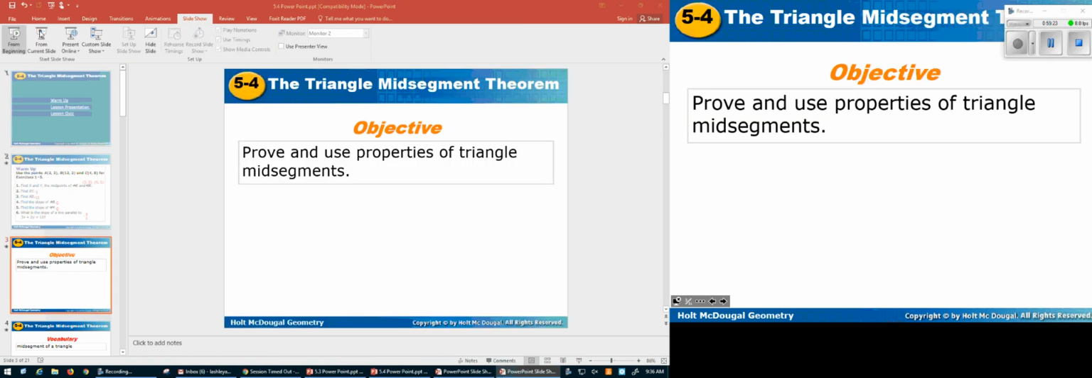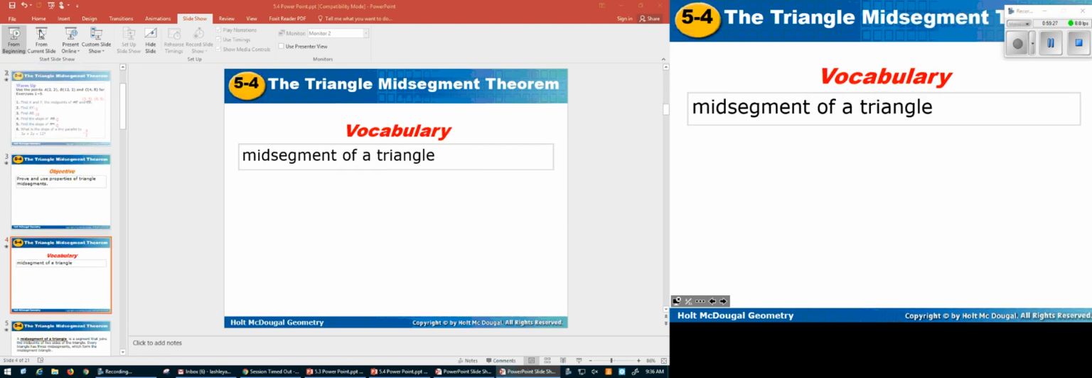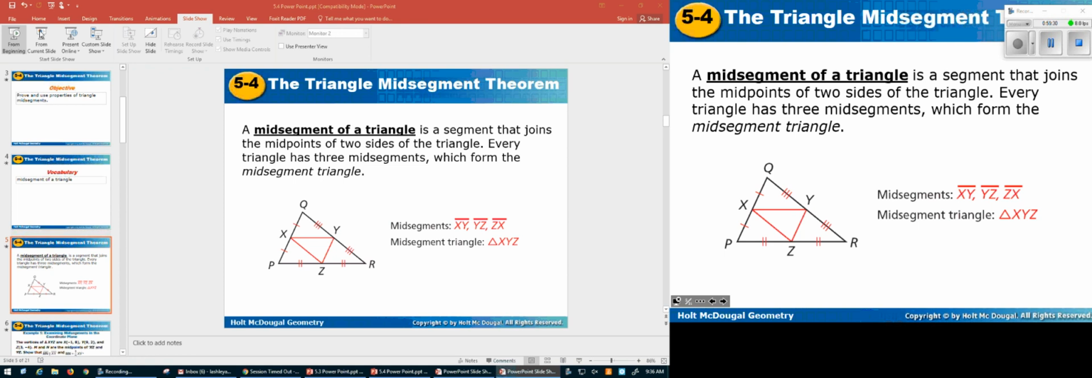So 5.4 is just the mid-segment theorem, okay? The mid-segment theorem for the triangle mid-segment theorem. So the first thing we have to do is talk about what is a mid-segment. The definition for mid-segment of a triangle is just simply a segment that connects or joins the midpoints of 2 of the sides of the triangle. So it takes a midpoint to a midpoint. Be careful you don't confuse that with the median, which goes from the vertex to the midpoint. A mid-segment goes from midpoint to midpoint of two sides of your triangle.